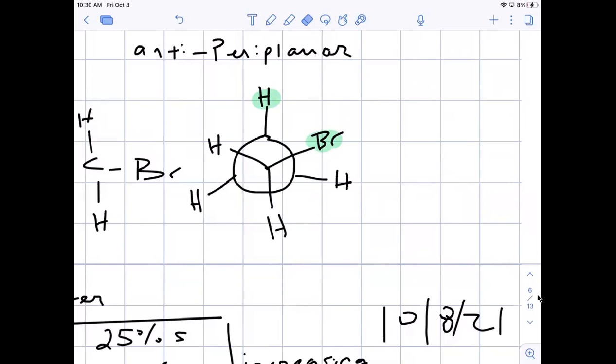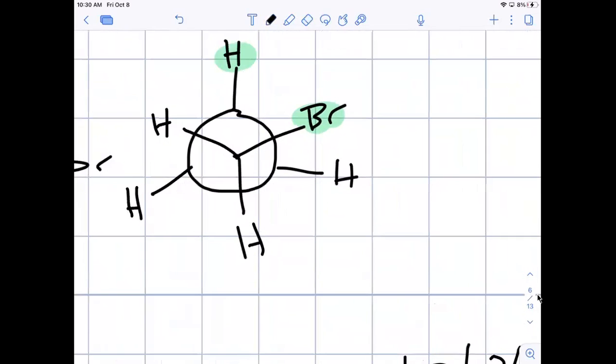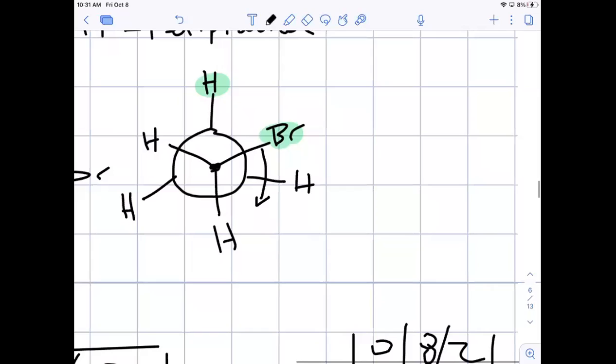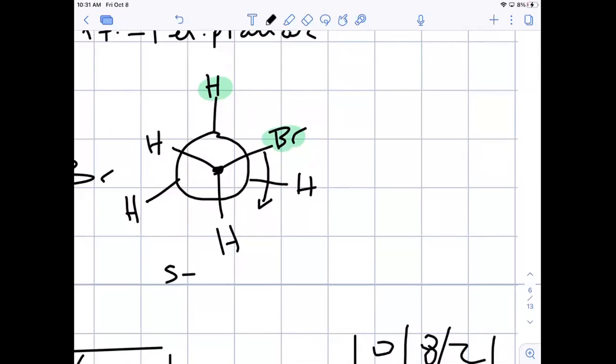But there's mobility around that carbon-carbon single bond, right? So this is one conformation. And then if I rotate 60 degrees, right, this is staggered. I'm going to end up at another conformation, which is not as stable, which we call the eclipsed conformation.